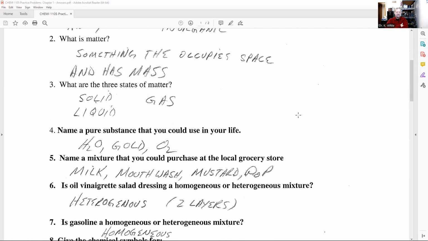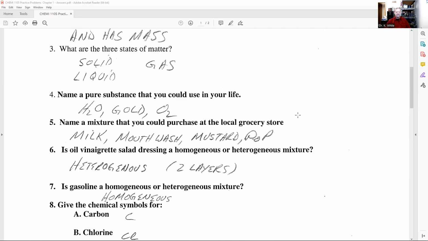Solid, liquid, gas. Remember, solid has definite shape, definite volume. Liquid has definite volume, but indefinite shape. And gas has indefinite volume, indefinite shape. Now, name a pure substance you could use in your daily life, and there are many of those, but I put down water, gold, or oxygen. You could have put down nitrogen.